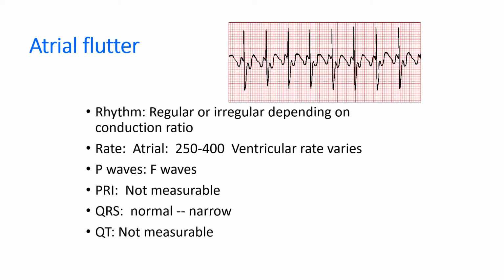Your atrial rate is 250 to 400 and your ventricular rate can vary. Your P waves are F waves, flutter waves. So you cannot measure a PRI because there's no P. Flutter waves are not a P. The QRS is normal because it's coming from the atrium, so you can measure that, and you can see that the QRSs are about 0.08 or so. The QT is not measurable because the flutter waves are masking the baseline. You can't see what's going on underneath.